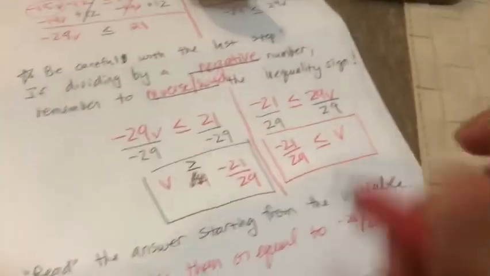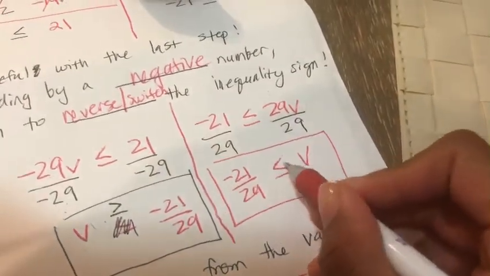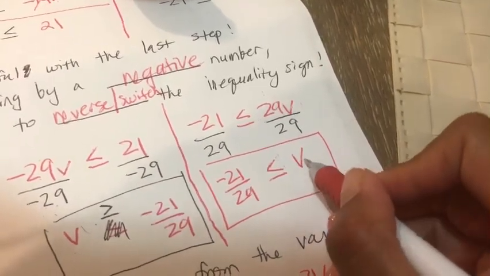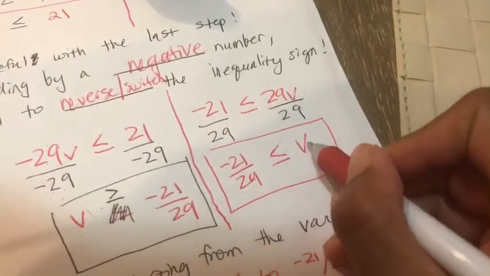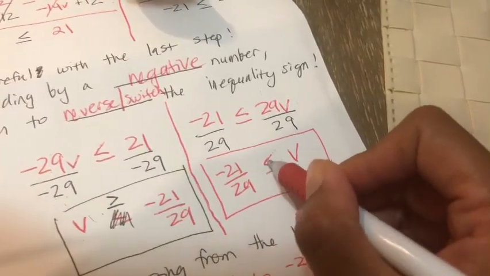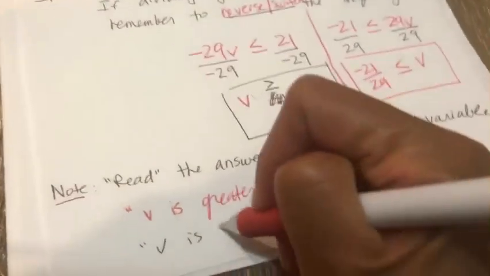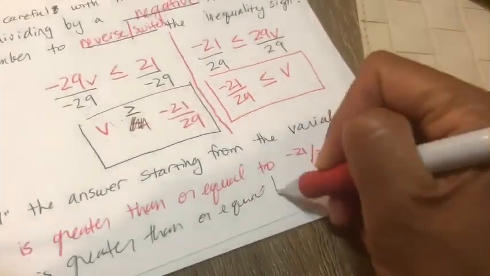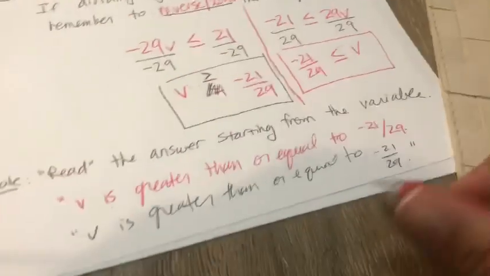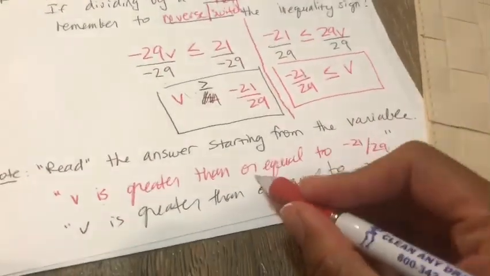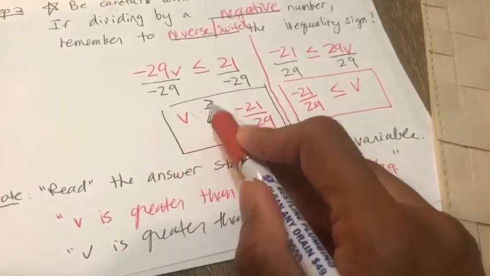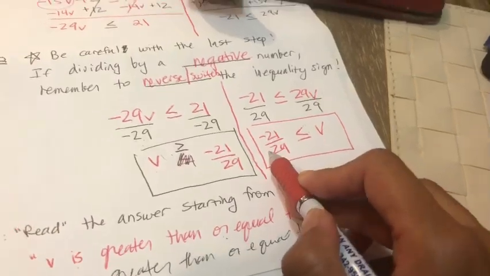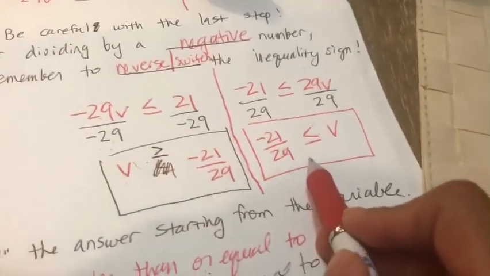V is, and notice that they call it the alligator mouth, or the inequality sign. The bigger mouth is facing v, so v is greater than, because the mouth is bigger on that side. V is greater than or equal to negative 21 over 29, which is, guess what? The exact same sentence as we wrote above for this answer. V is greater than or equal to negative 21 over 29. So you could input your answer either way, and this would be correct.